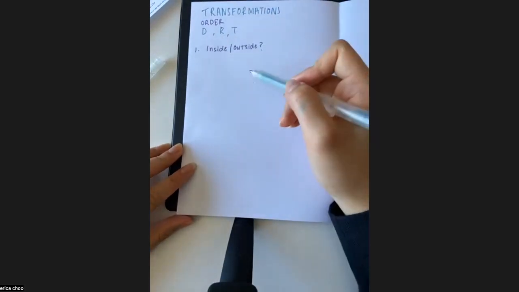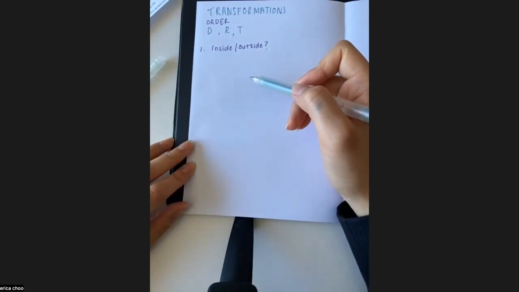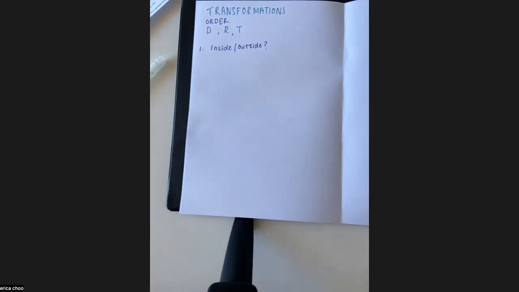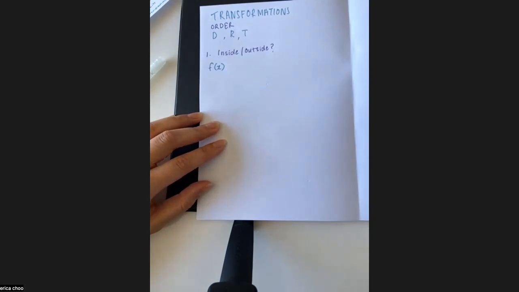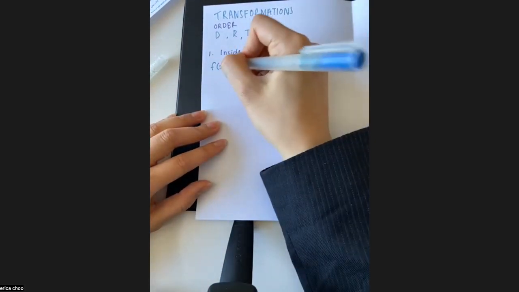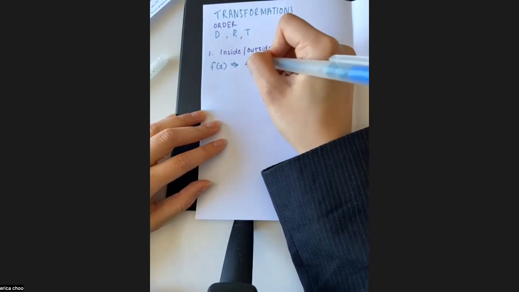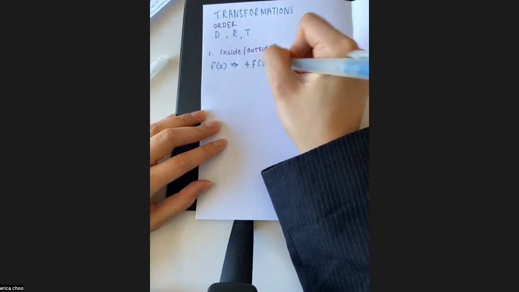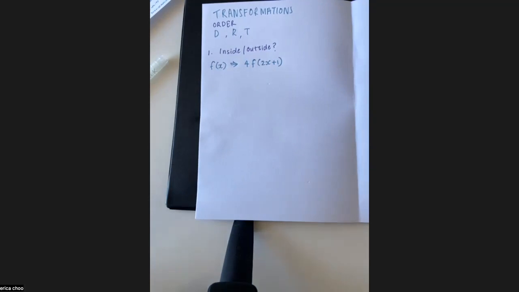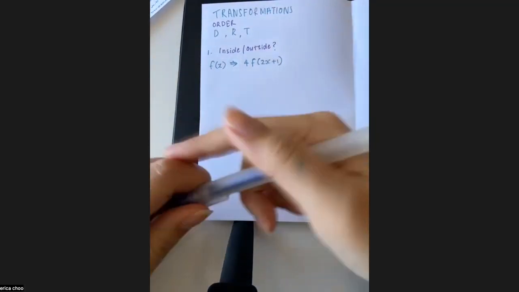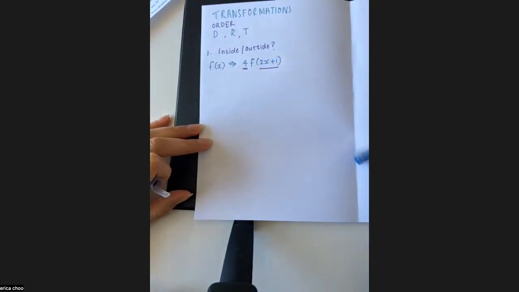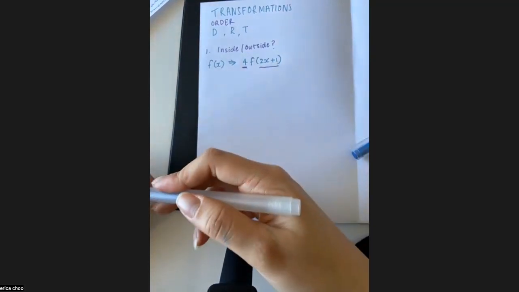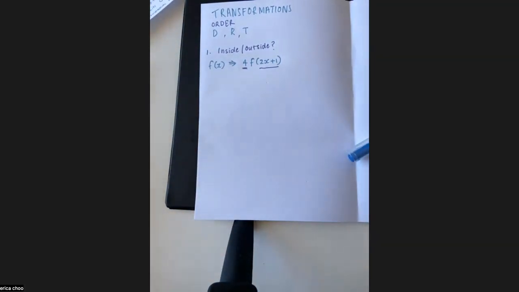The first step when it comes to understanding transformations is to ask yourself whether it's inside or outside the function. If I have f of x, meaning function in terms of x, and I apply a transformation like 4 f of 2x plus 1, you have to ask which part is inside the function and which part is outside. The 4 is timesing the whole function, so it's outside. The 2x plus 1 is within the brackets, so it's inside, okay? Let me give you a few examples.